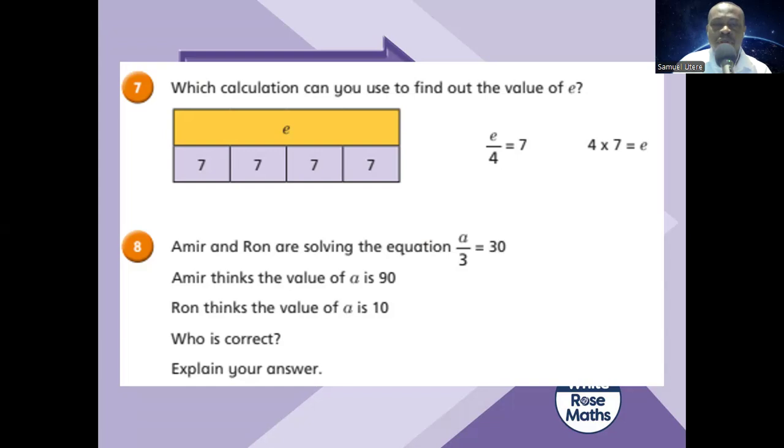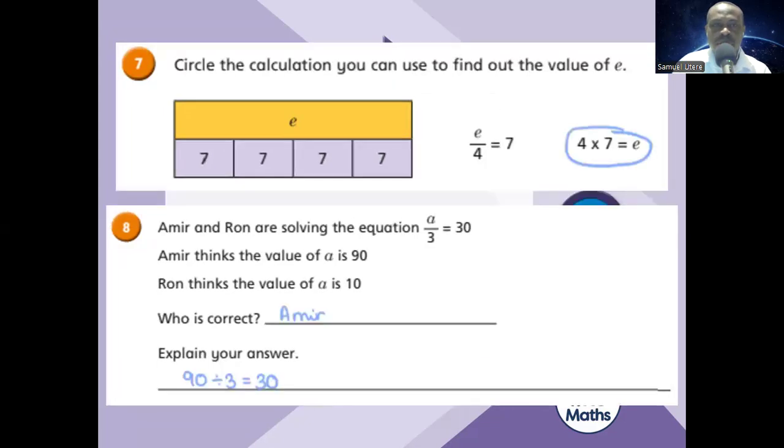Assuming you've paused the video and you've really worked through this, here are the answers. So here you're told to circle the calculation you can use to find out the value of E. It's clearly this one, because when you write the fact family, you see that this one is what would work. Yeah?